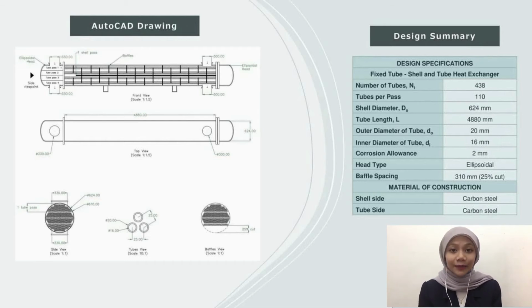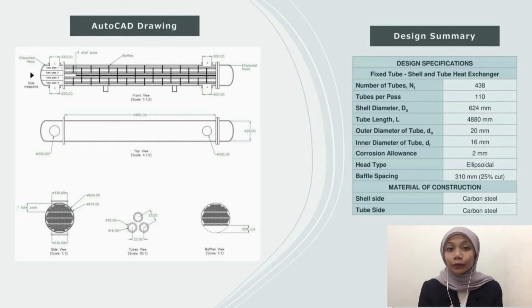After considering the chemical and mechanical design calculation, the number of tubes obtained is 438 with 110 tubes per pass. The diameter of the shell calculated is 624 mm. The length is 4880 mm, whilst the outer and inner diameters of the tubes are 20 and 16 mm respectively. In this design, the corrosion allowance being taken into consideration is 2 mm.